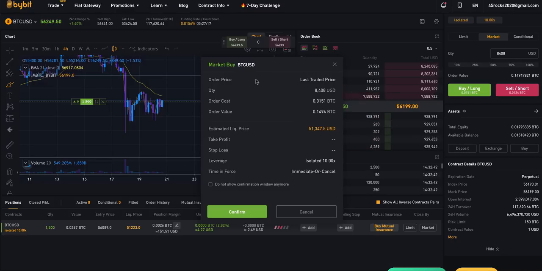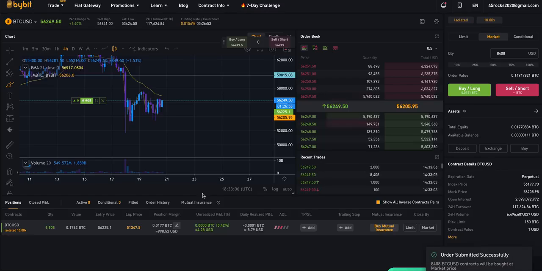Now, we can see here that when we click the buy long button, it is telling us that the estimated liquidation price is 51,347. That means if the price goes down to 51,347, I will lose everything in my entire account. The price only has to go down 10% for me to lose everything in my entire account.